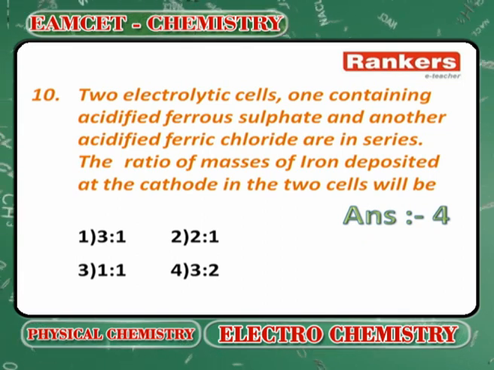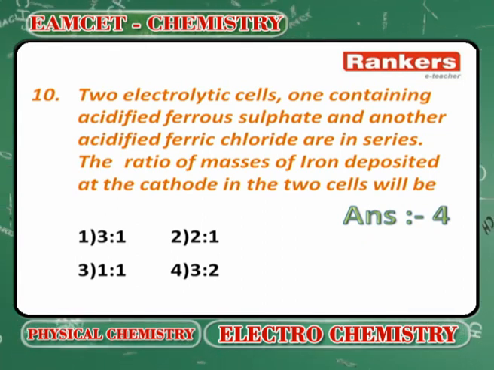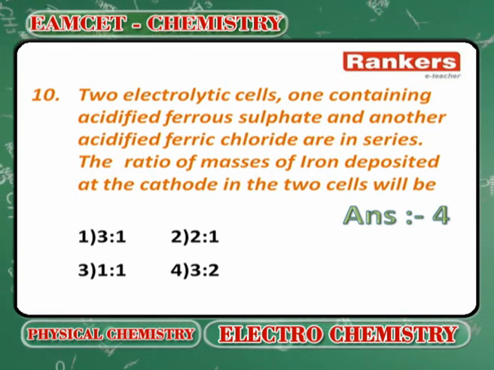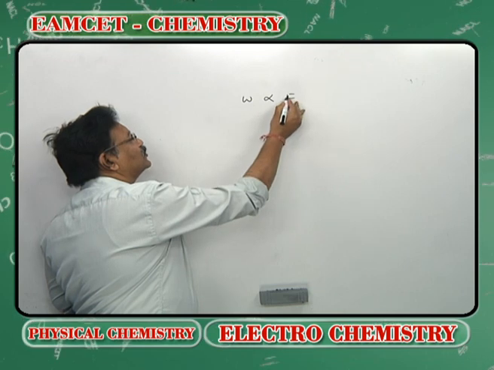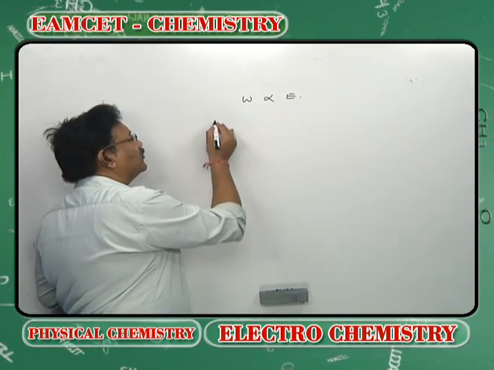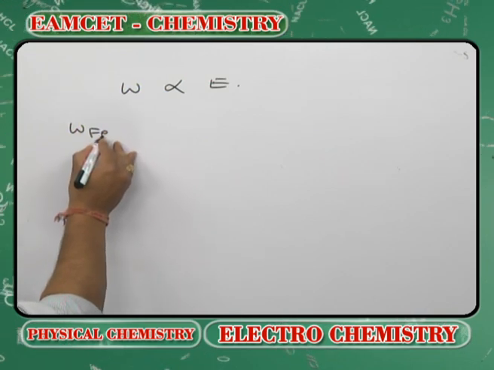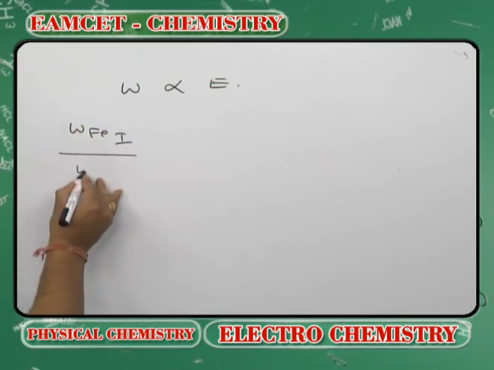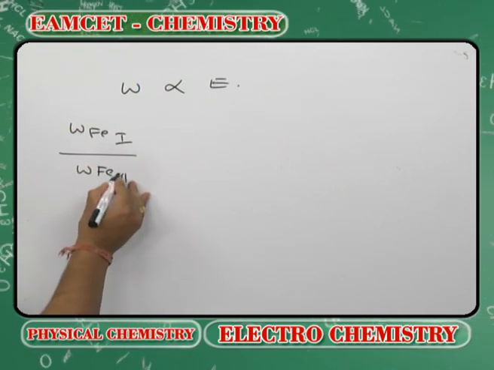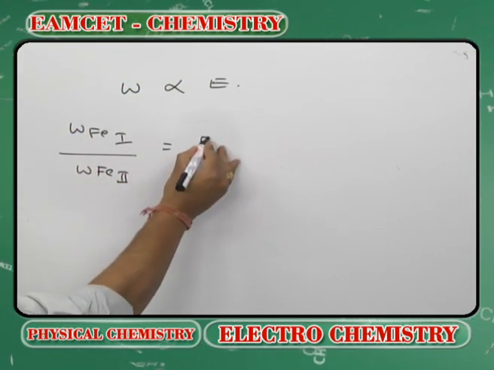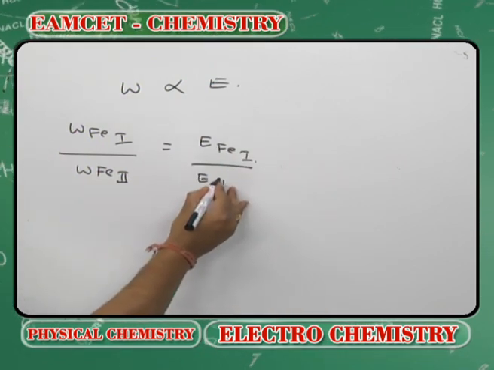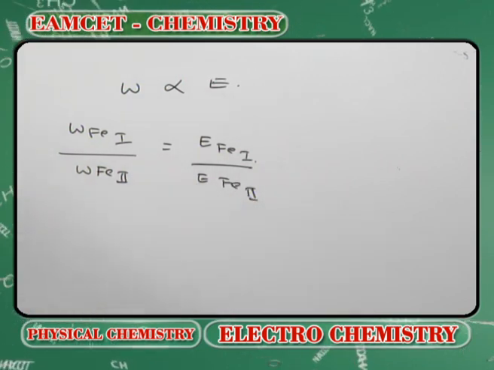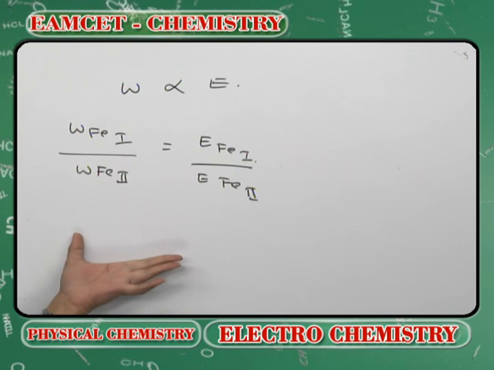Here two electrolytic cells are considered. What is the ratio of masses of the iron deposited at the cathode in two cells? According to Faraday's second law, W is proportional to E. So weight of iron in the first cell by weight of iron deposited in the second cell is equal to equivalent weight of iron in the first cell by equivalent weight of the iron in the second cell. This is a direct application of Faraday's second law.